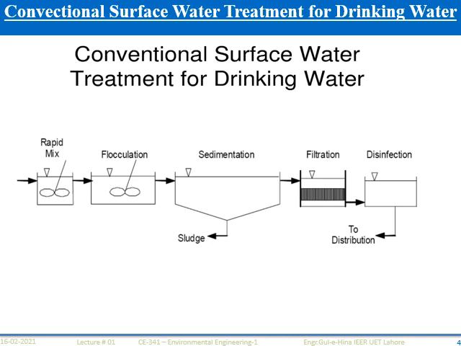Here we have a rapid mix reactor, which is known as the coagulation process. Then we have a flocculation process. After coagulation and flocculation, the water is sent to a sedimentation tank where all the suspended particles are removed. After the sedimentation tank, the water is passed through the filtration process, where all the particles which are not removed in sedimentation are removed. In the end we will disinfect to kill the pathogens because the water is used for drinking purposes.